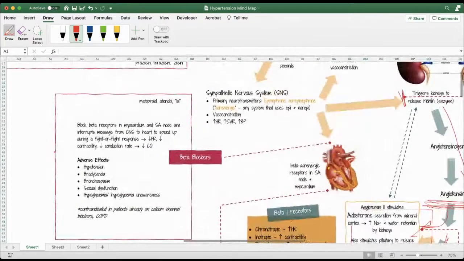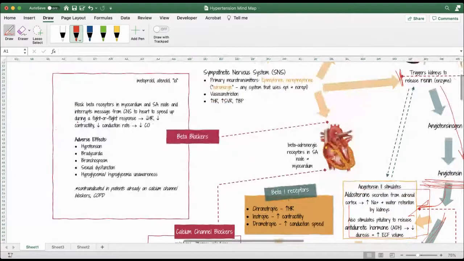Here's the big one. Your two really big ones, maybe three, would be your thiazide diuretics, your ACE inhibitors, and your beta blockers. You need to know those. A beta blocker is doing exactly what it sounds like it's doing. If you follow my little line here, you'll see that it's blocking those beta receptors. So that signal coming from the sympathetic nervous system can't trigger those beta receptors on the heart that make the heart go faster and contract harder.